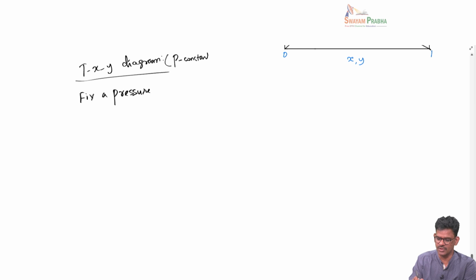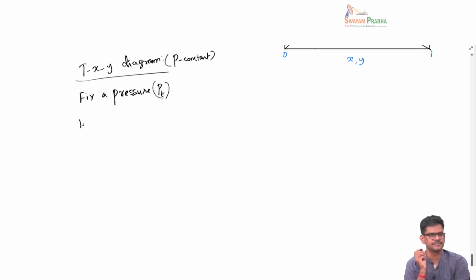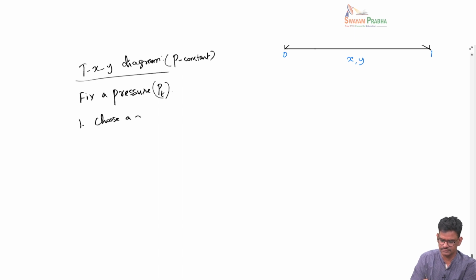So you have to choose what pressure you want to work with, maybe 1 atmosphere, 2 atmosphere, 10 atmosphere, whatever it is. You have to fix a pressure. PT is known or given. Now the first step you do is choose a range of temperatures.